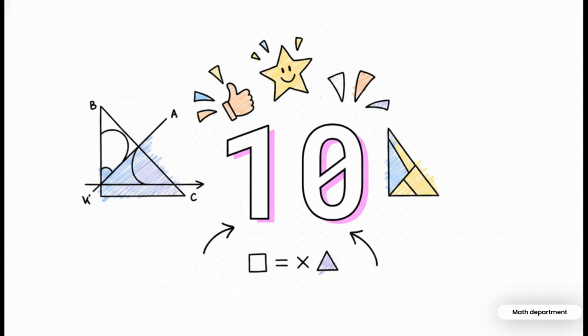If you calculated that x equals 10, give yourself a massive pat on the back because you totally nailed it. You accurately identified the geometric relationship, translated it perfectly into algebra, and solved it flawlessly.